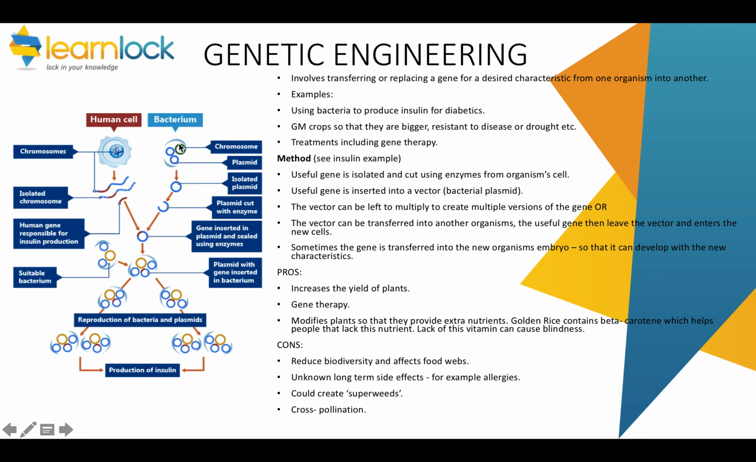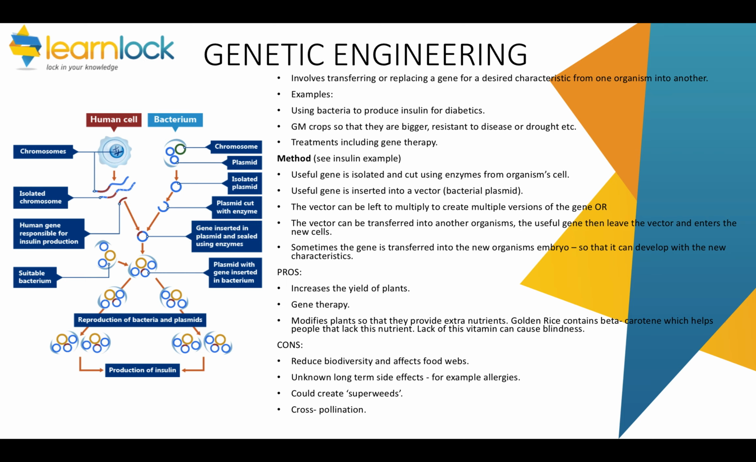The bacteria has a plasmid, this circular loop of DNA, and that's cut open, and the gene from the human cell for insulin is inserted with an enzyme and sealed. The bacterium is then left to reproduce, and as it reproduces, there is more and more of the gene inside its plasmid. So it produces more and more of this insulin.